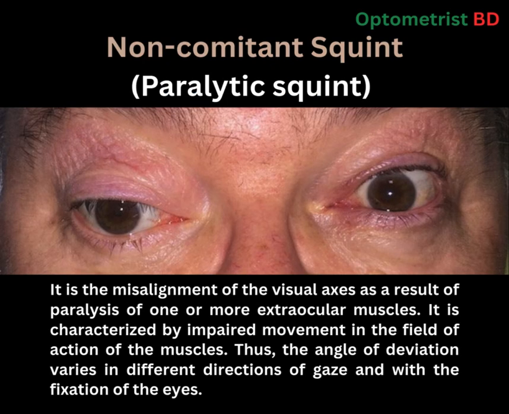Non-comitant, or paralytic squint. It is the misalignment of the visual axes as a result of paralysis of one or more extraocular muscles. It is characterized by impaired movement in the field of action of the muscles. Thus, the angle of deviation varies in different directions of gaze and with the fixation of the eyes.